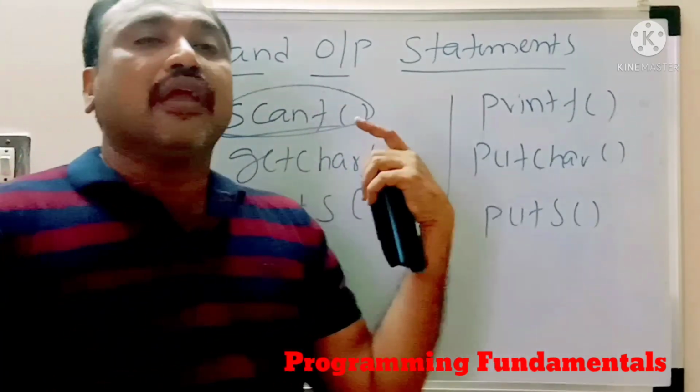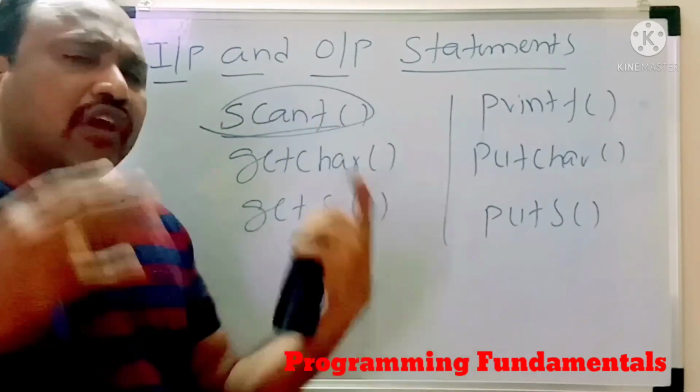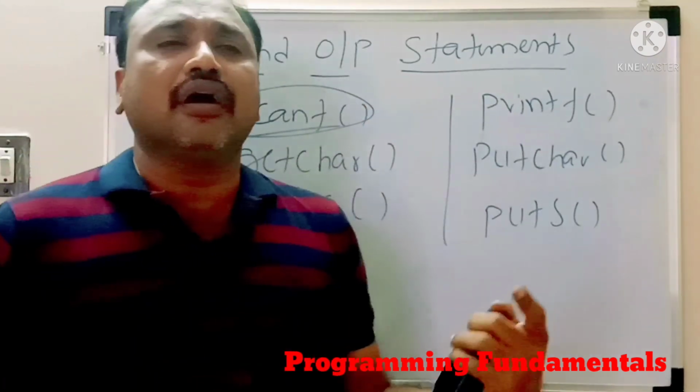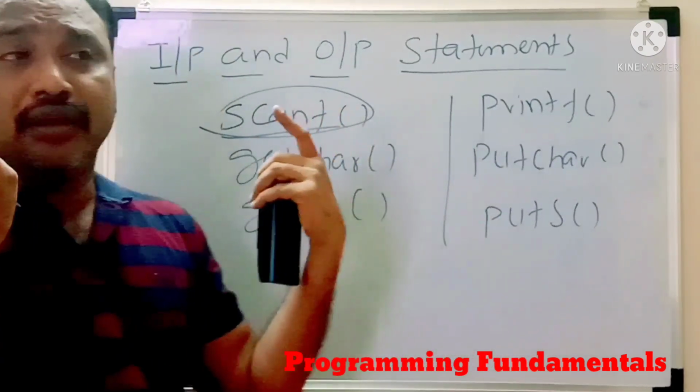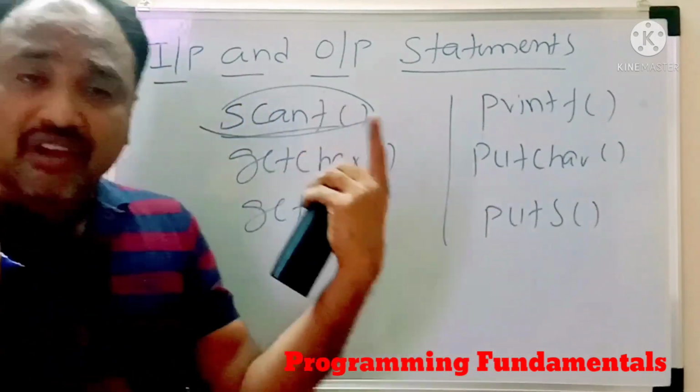It can read any number of values. I can read 3 values, 4 values, 5 values, 6 values also. And I can read int value, float value, char value or string value. String means collection of characters.